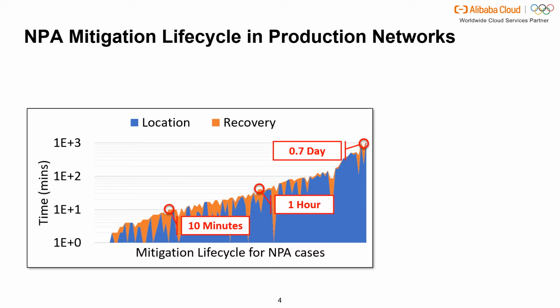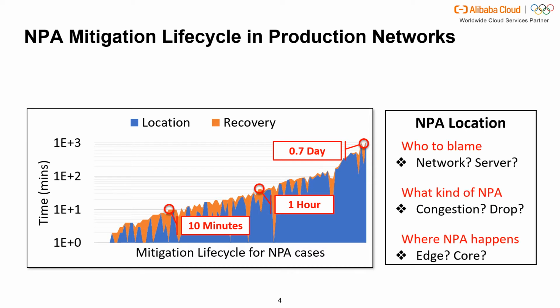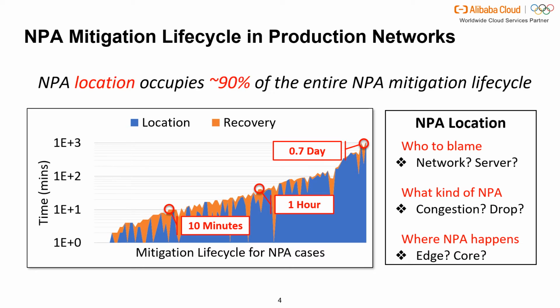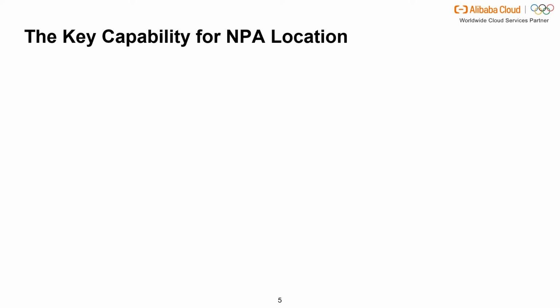But the life cycle of NPA mitigation is pretty long and can even last 4 hours. The life cycle has 2 steps. The first one is NPA location, which is about solving a series of problems, including who to blame, what kind of NPA, and where NPA happens. The second one is to fix NPA and recover network performance based on NPA location information. It can be seen that NPA location occupies 90% of the entire mitigation lifecycle. Thus, NPA location is essential to NPA mitigation.